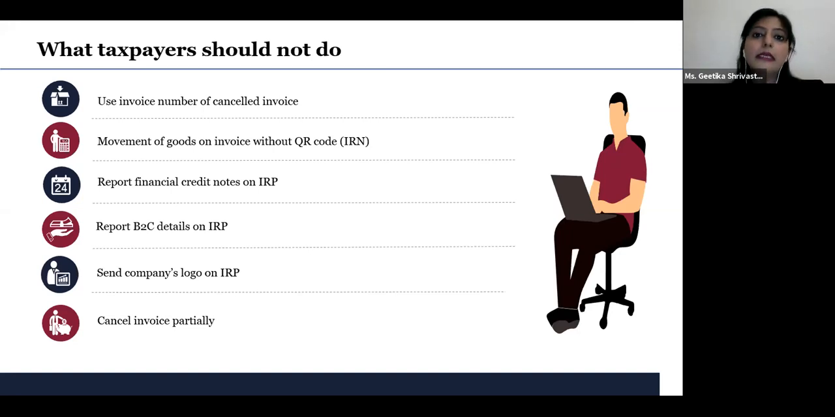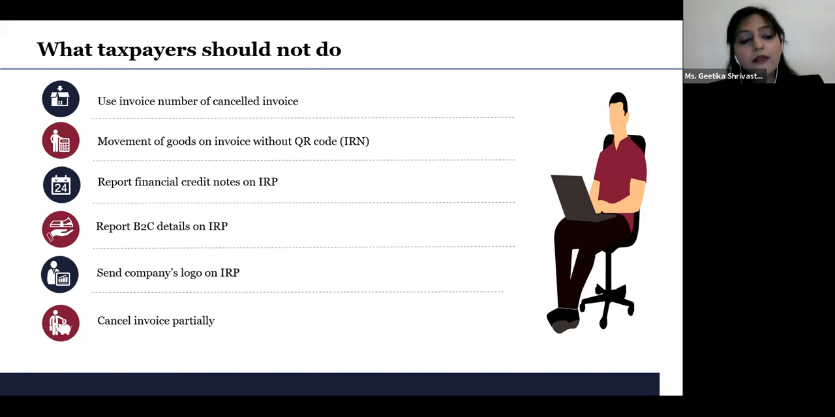So keep in mind, when you're sending your data, only B2B details are supposed to be sent to the IRP, and exports, because there is another set of confusion that when we are exporting, the recipient is not a B2B customer. The customer is outside the country. It's not registered. So this is also B2C. So exports have been specifically carved out as a specific requirement. So when we talk about B2C, it will be the domestic B2C details.